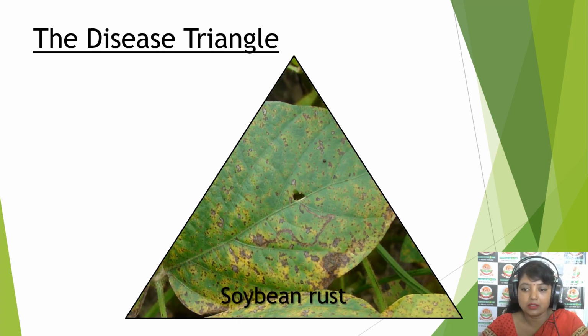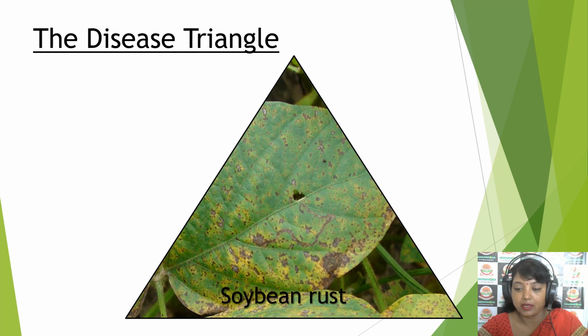This is the disease of soybean rust, which is in the soybean plant. The rust disease is affecting the soybean plant, and it is affecting only when the pathogen, host, and the environment have come together at one time. Then only this disease shows, and the pathogen shows the symptom. So that is just because of the disease triangle.